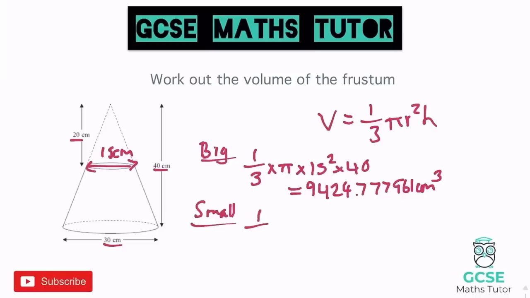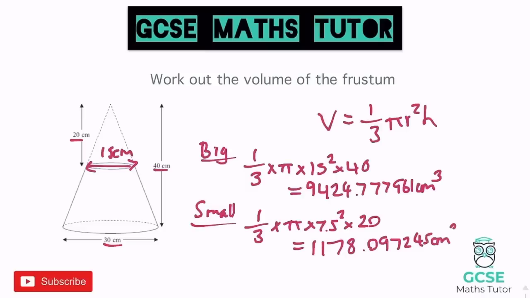Now for the small cone on top, we can work out the volume of that as well. So it's 1/3 times pi times the radius squared, careful, so it's half of 15, so 7.5 squared, and times that by the height of that cone, which is 20. And again if we just type that in, 1/3 multiplied by pi multiplied by 7.5 squared times 20, that gives us a volume. Again, I could leave it in terms of pi, but it's 1178.097245, and again that's centimetre cubed.